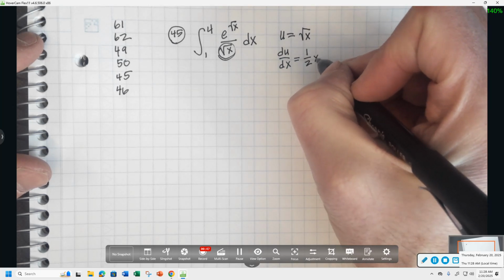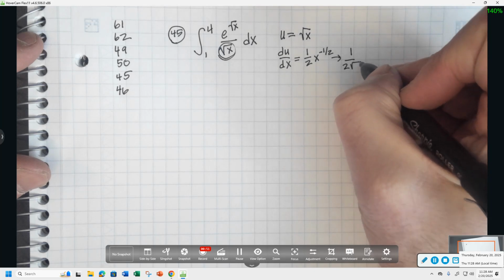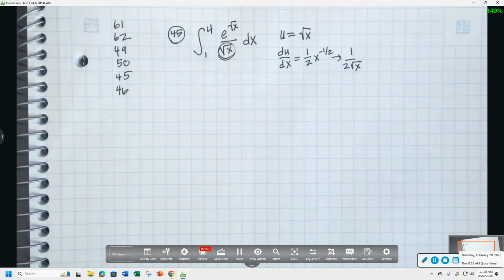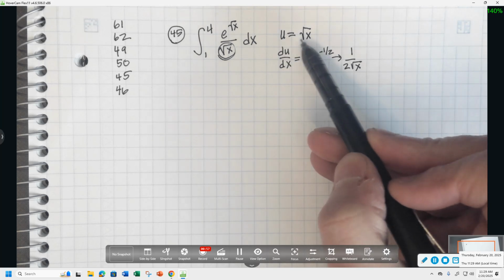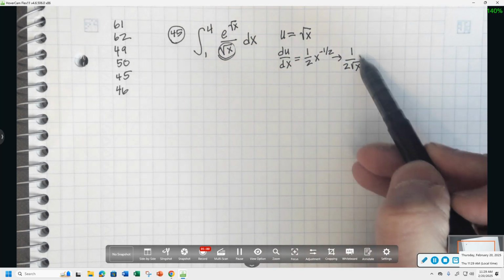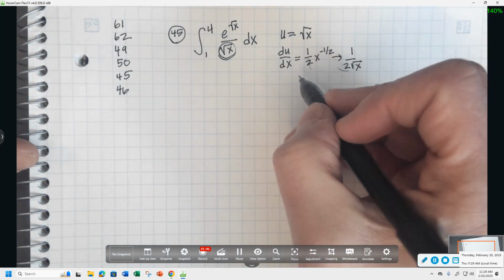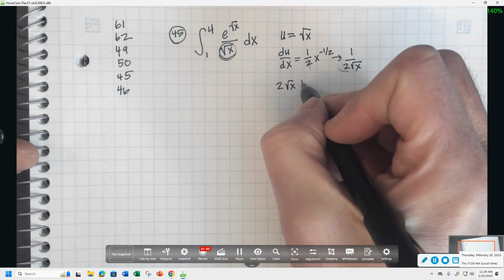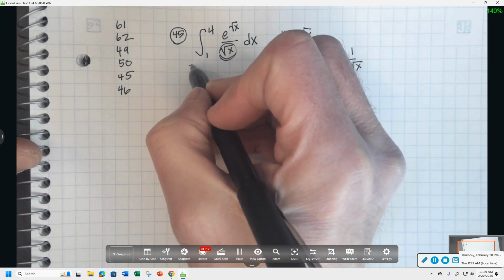1/2 x to the negative 1/2, which is also known as 1 over 2 root x. I'm going to keep saying it. It's super helpful if you just know that the derivative of the square root of x is this, instead of messing with the in-between step. You end up with 2 times the square root of x du equals dx. Okay, so we're going to substitute in.